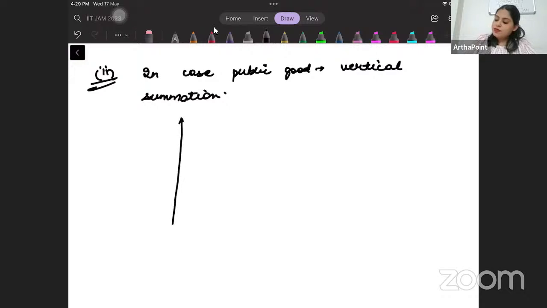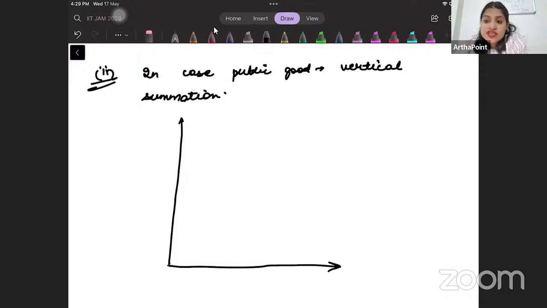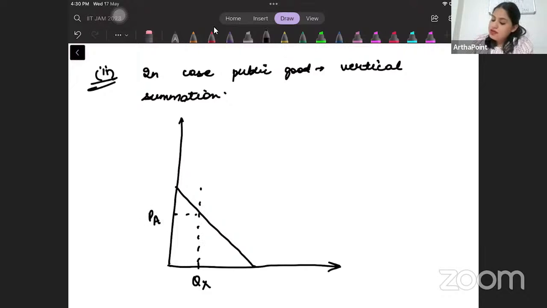So what will happen? You will fix the quantity and you will check what is the willingness to pay by different individuals. So, you know, I am saying, look, I want to produce this much units in the market. Individual A might be willing to pay PA. Individual B might be willing to pay PB. C might be willing to pay PC. So what is the price paid by different individuals in the market? That is called vertical summation, right?